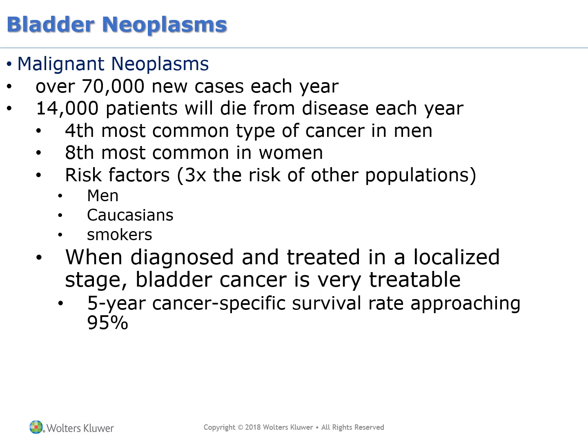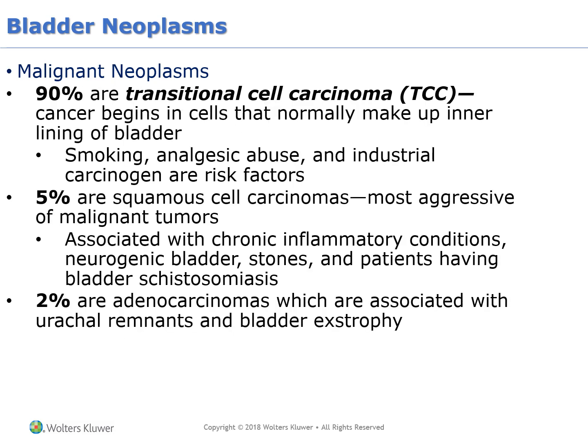If it gets through one more cell line or gets through the bladder wall and into the neighboring organs, then that survival rate is going to drop very quickly. Okay, when we break down the malignant neoplasms, 90% are going to be transitional cell carcinoma.